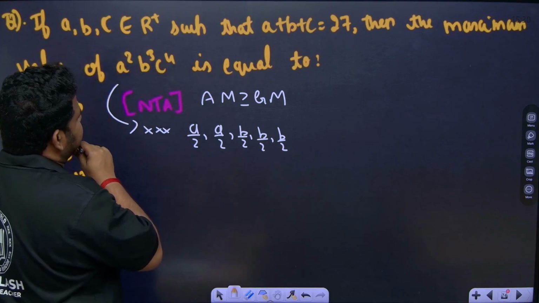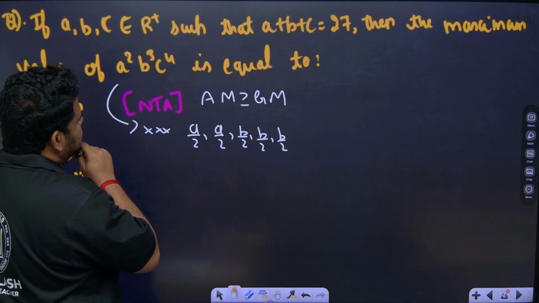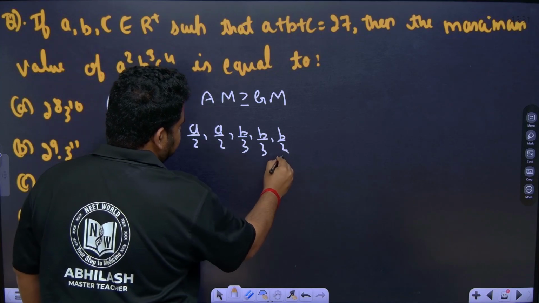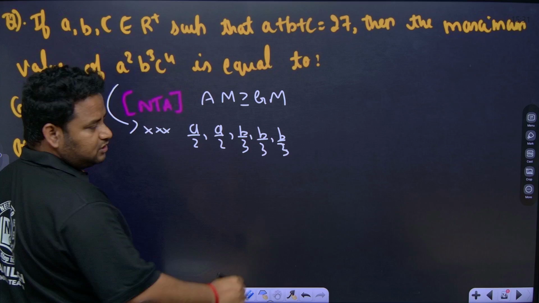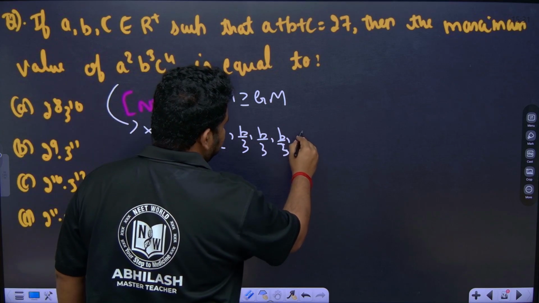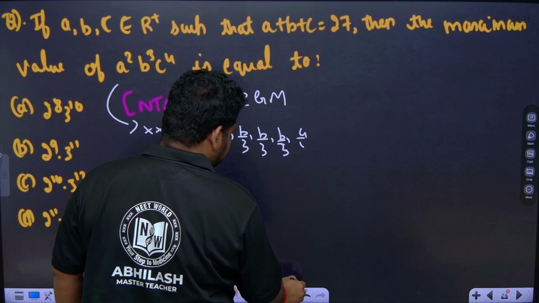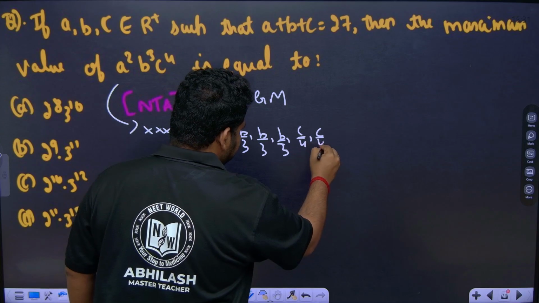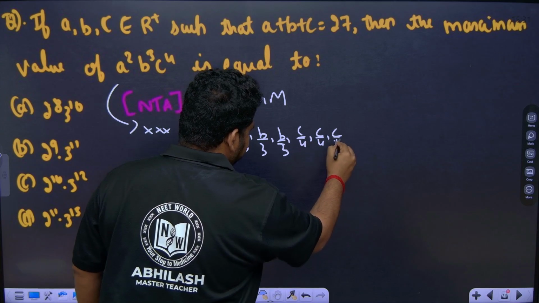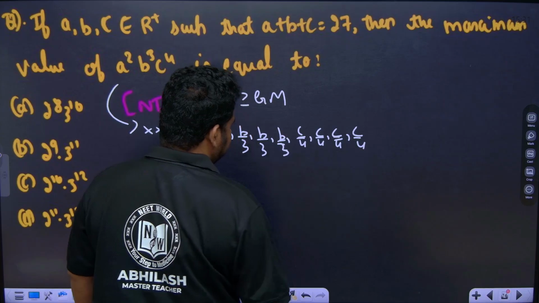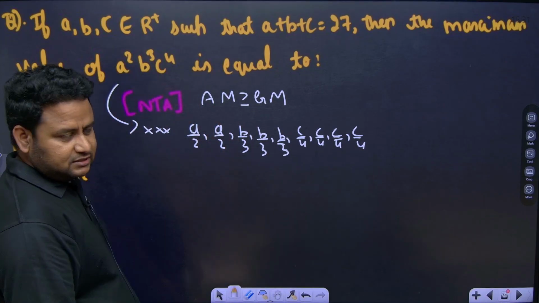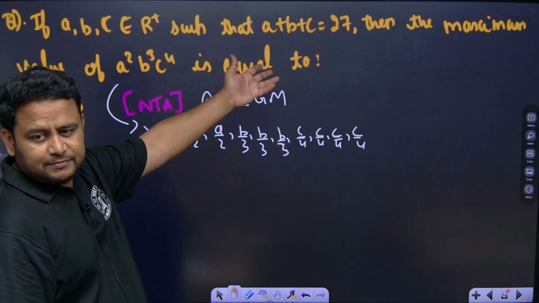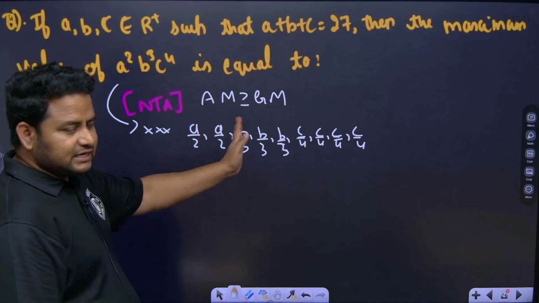Okay, b by 3, let us take 3 times b by 3. Next it will be c by 4, c by 4, c by 4, c by 4. Okay, these are the terms. Let the terms be like this. Now if I add all this, what I will get? I will get a plus b plus c only.